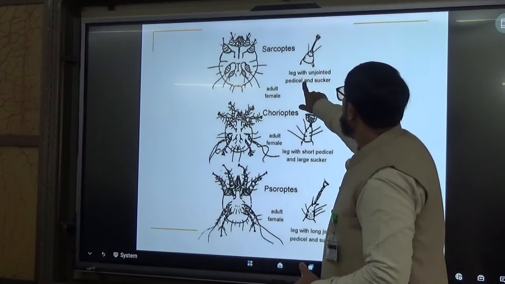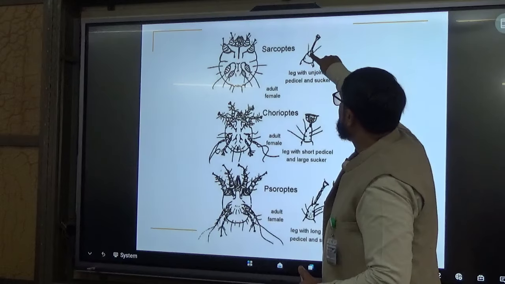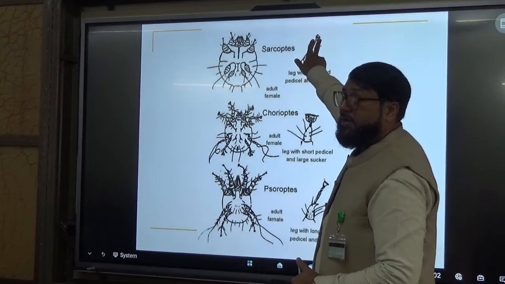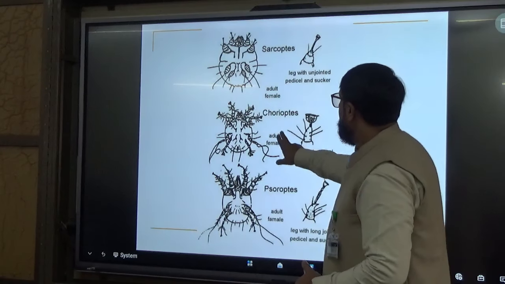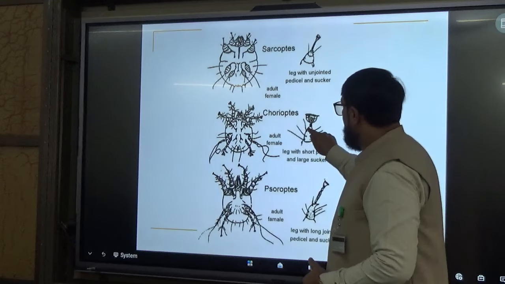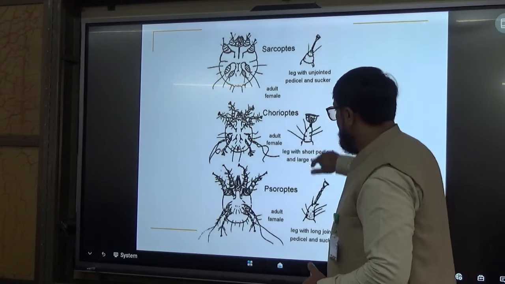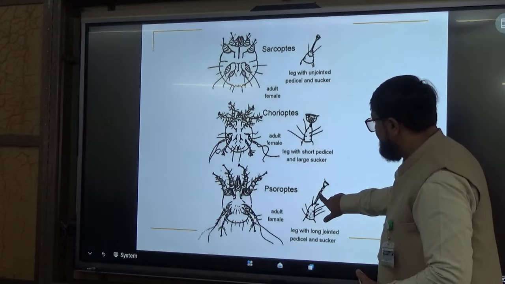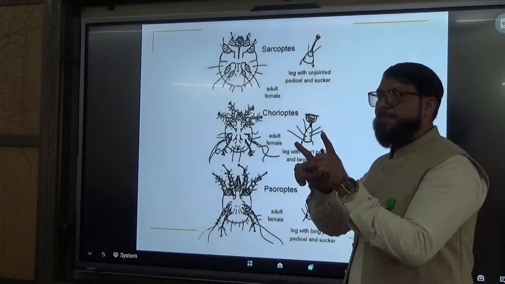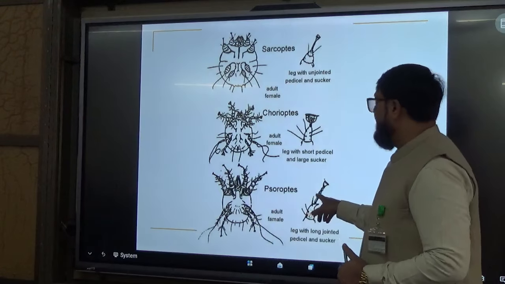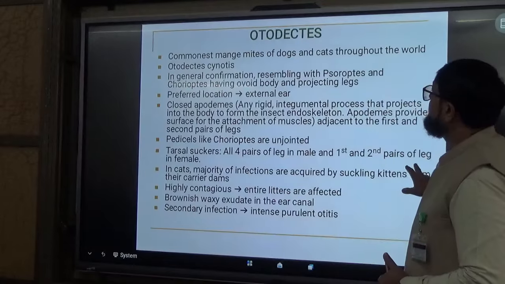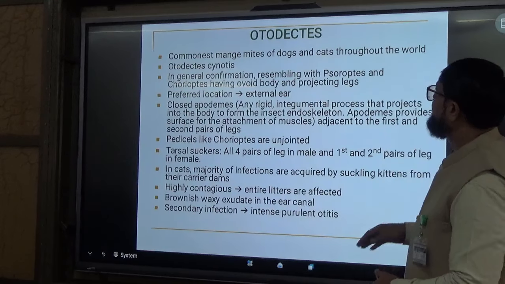Here you can see the leg with an unjointed pedicel, meaning it does not have the joint, and the sucker, which in Sarcoptes we indicated as bell shape. In Chorioptes, it is just like a cup. It is widest, and the pedicel length is very short. But in Psoroptes, it has segmented pedicels, and the sucker has sharp edges, and those sharp edges are indicative of the funnel. We are just about to finish it.